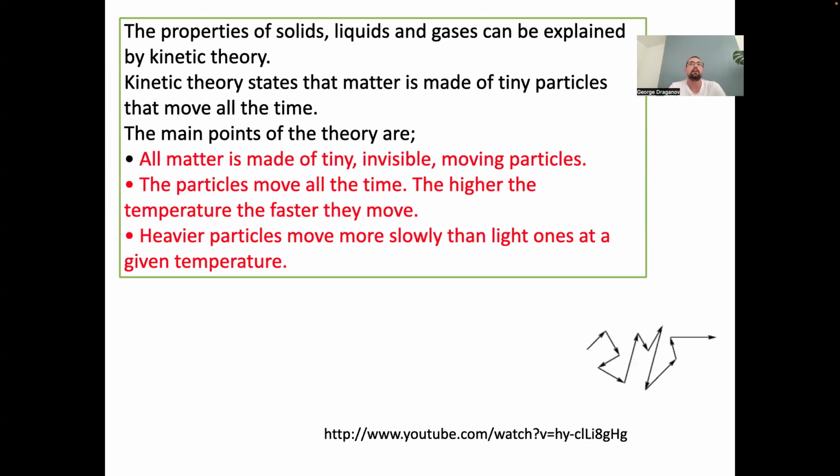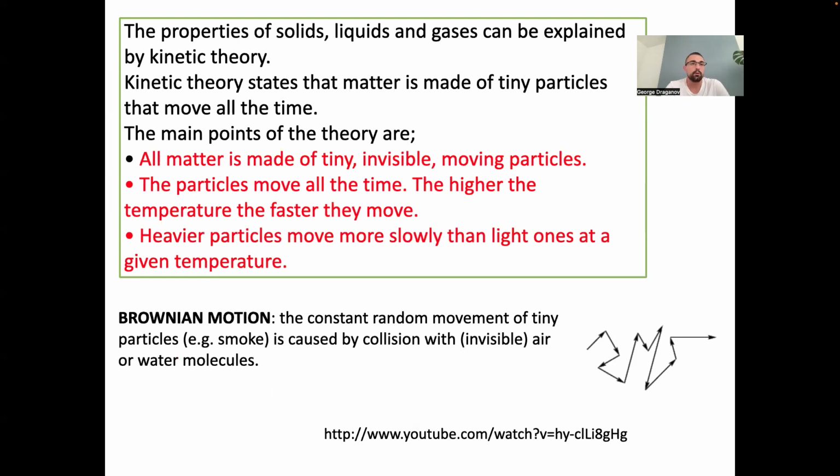Kinetic theory states that everything is made of tiny particles that are constantly moving. And the word Brownian motion means the constant random movement of tiny particles caused by collisions with air particles or water particles. So when the particles collide with the air, they might bounce off and move in a random motion. That's what Brownian motion is.